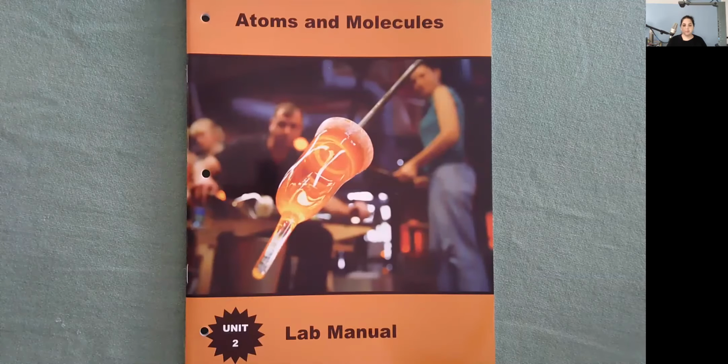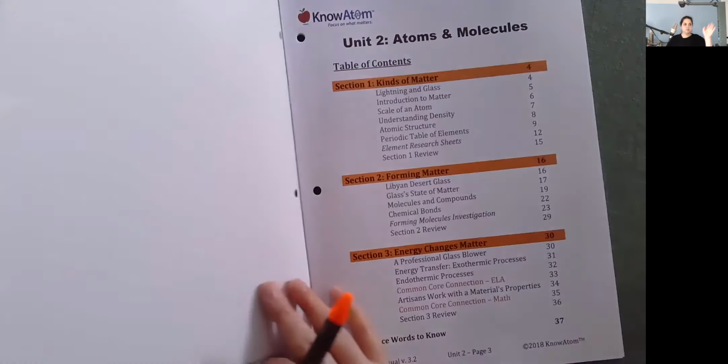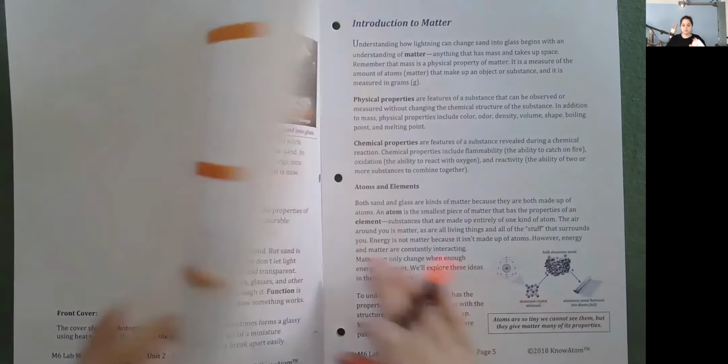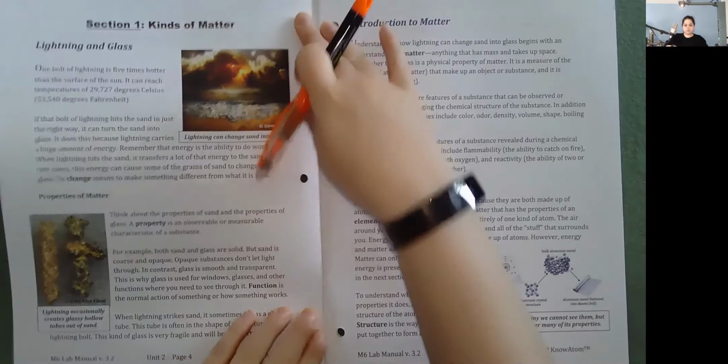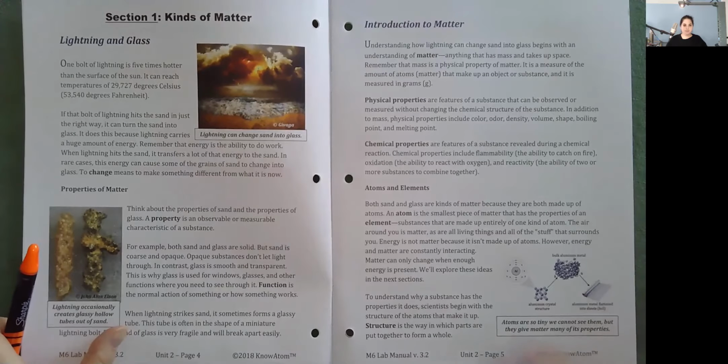This is a lab manual in Unit 2. Section 1, Kinds of Matter.